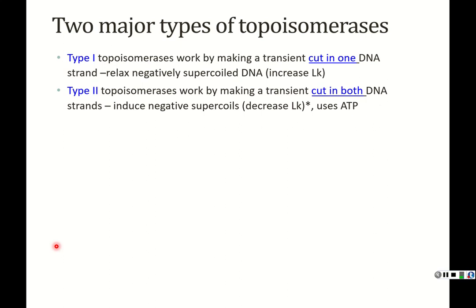Right, there are two major types of topoisomerases. Type 1 works by making a cut in one DNA strand, and what they can do is relax negatively supercoiled DNA, i.e. increase the linking number. Okay, and there are type 2 topoisomerases that make cuts in both DNA strands, and what they do is induce negative supercoils, which would be decreasing the LK numbers. Right? And these type 2 actually use ATP.